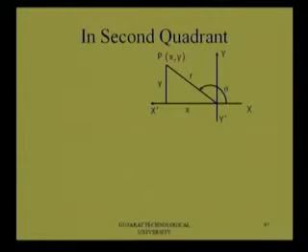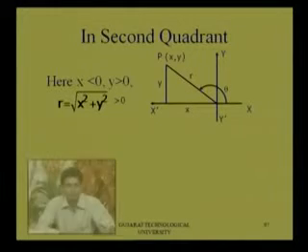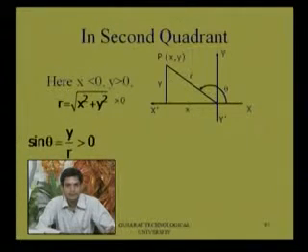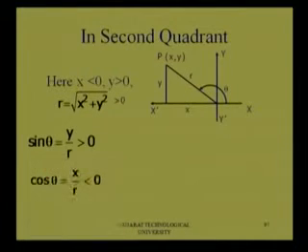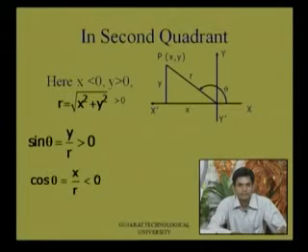In the second quadrant, if you see, x is less than 0, y is greater than 0, and the radius is root x square plus y square using the Pythagoras theorem. Sin theta equals opposite side by hypotenuse, that is y by r. It is greater than 0 as y and r both are greater than 0. Cos theta is x by r. It is less than 0. In the second quadrant, cos is less than 0 because x is less than 0 and r is greater than 0.